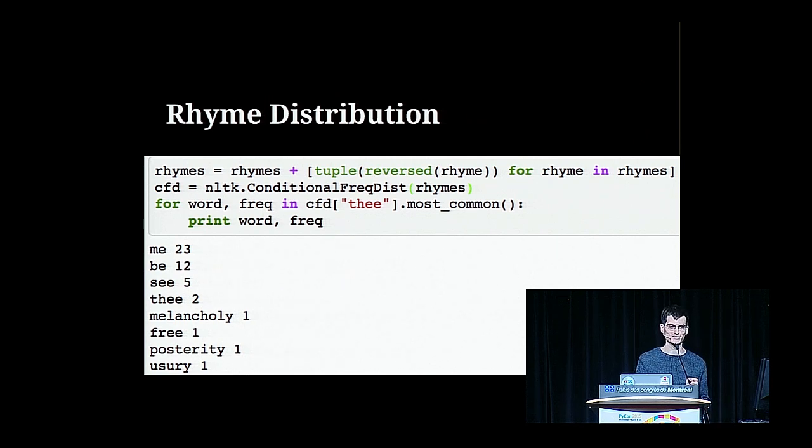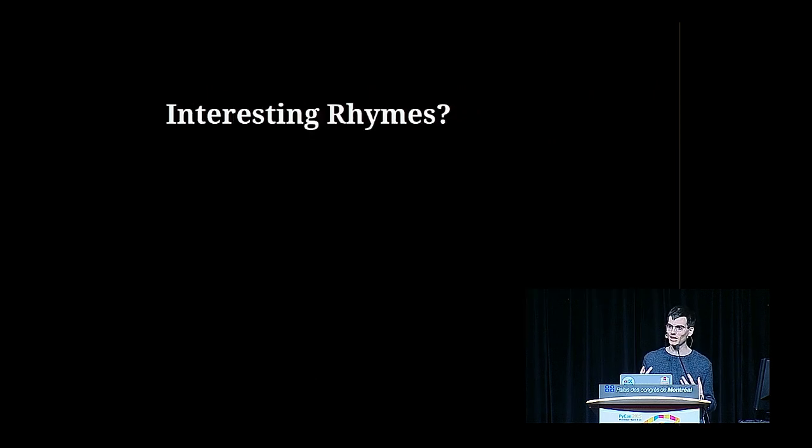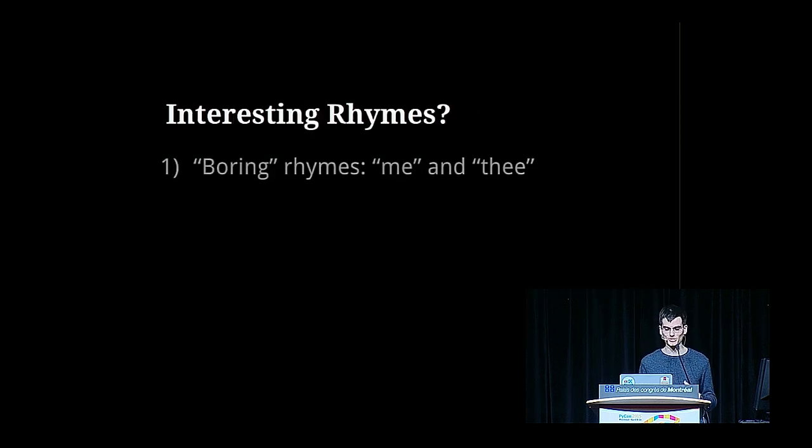But as you get toward the tail, you start getting some really surprising and interesting words. Thee rhymes with melancholy, posterity, usury. These are much more interesting words, and the frequency with which they actually rhyme with thee reflects that. And so we sort of have two kinds of interesting rhymes here. The first one are these so-called, I call them boring rhymes. These rhymes between me and thee.